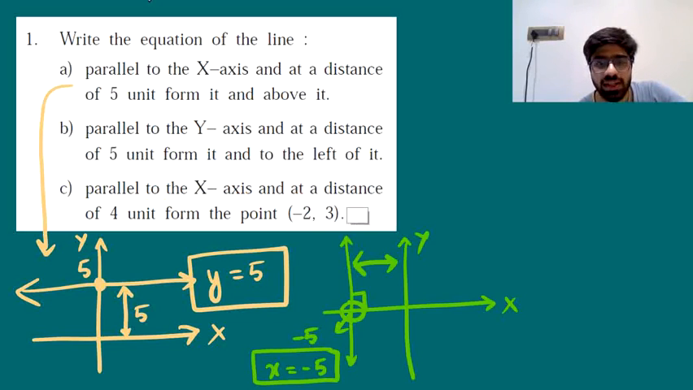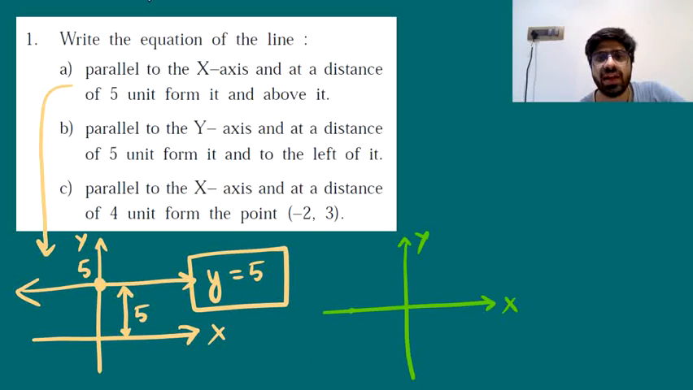The line is parallel to x at a distance of 4 units from the point minus 2, 3. So again, let's draw it on this diagram only. If this is your xy coordinate system, the line is parallel to x means it is perpendicular to y, something like this. And it is at a distance of 4 units from minus 2, 3. Minus 2, 3 is a point over here. And they have not said whether it is up or whether it is down. It's just parallel to x and at a distance of 4 units. So the line can be up also, and the line can be at a distance of 4 units down also.